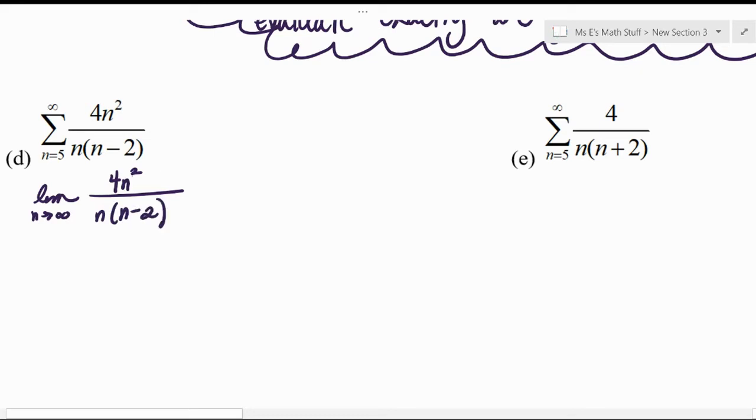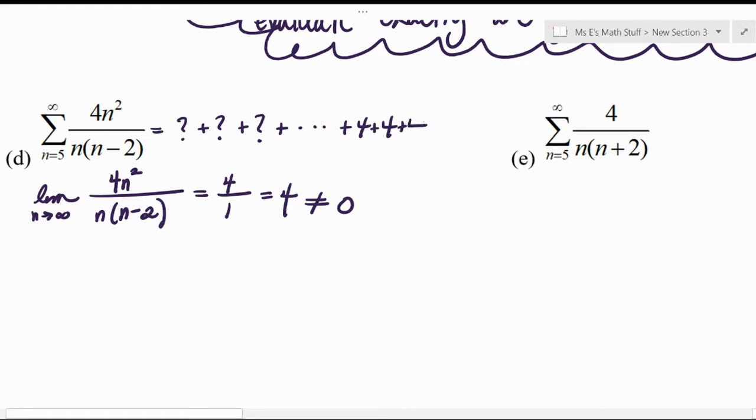Well, notice that on the top, you've got degree 2. On the bottom, if you multiplied it out, you could see that you have degree 2. And so your value would be your leading coefficient of the numerator divided by your leading coefficient of the denominator, which is 4. And what's so great or so awful about 4, depending on how you look at it? Well, 4, my friends, is not 0. So that means when you expand it out, you basically have who cares plus who cares plus who cares, because at the tail end, you're adding up infinitely many 4s.